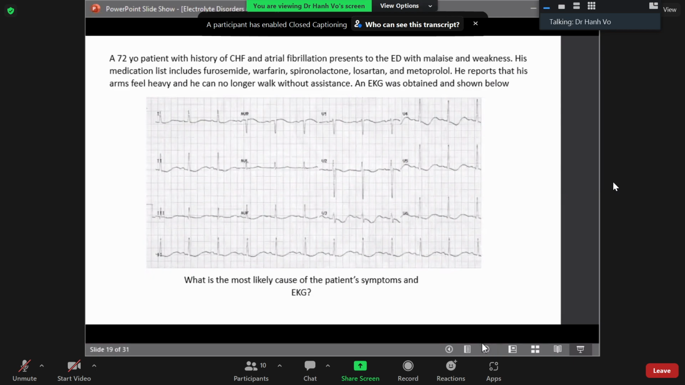Now going on, we will go to another case. It's a 72-year-old patient with a history of heart failure and atrial fibrillation presenting in the ED with malaise and weakness. His medications include furosemide, warfarin, losartan, metoprolol. He reports that his arms feel heavy and he can no longer walk without assistance. An EKG was obtained and is shown below. What is the most likely cause of the patient's syndrome and the EKG?